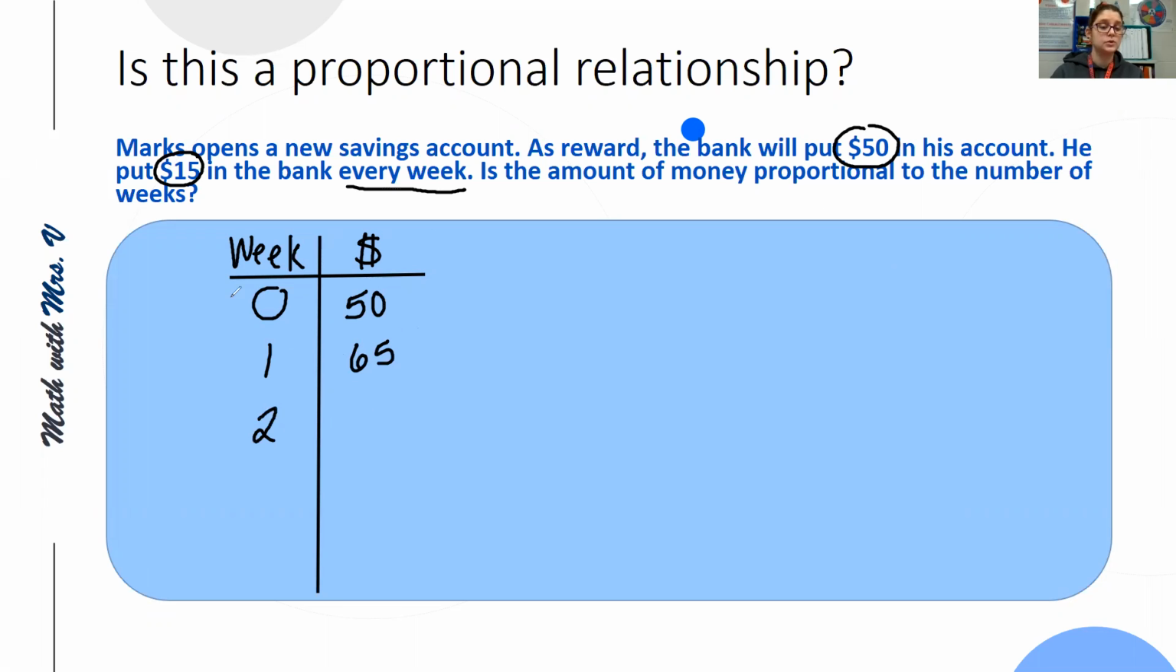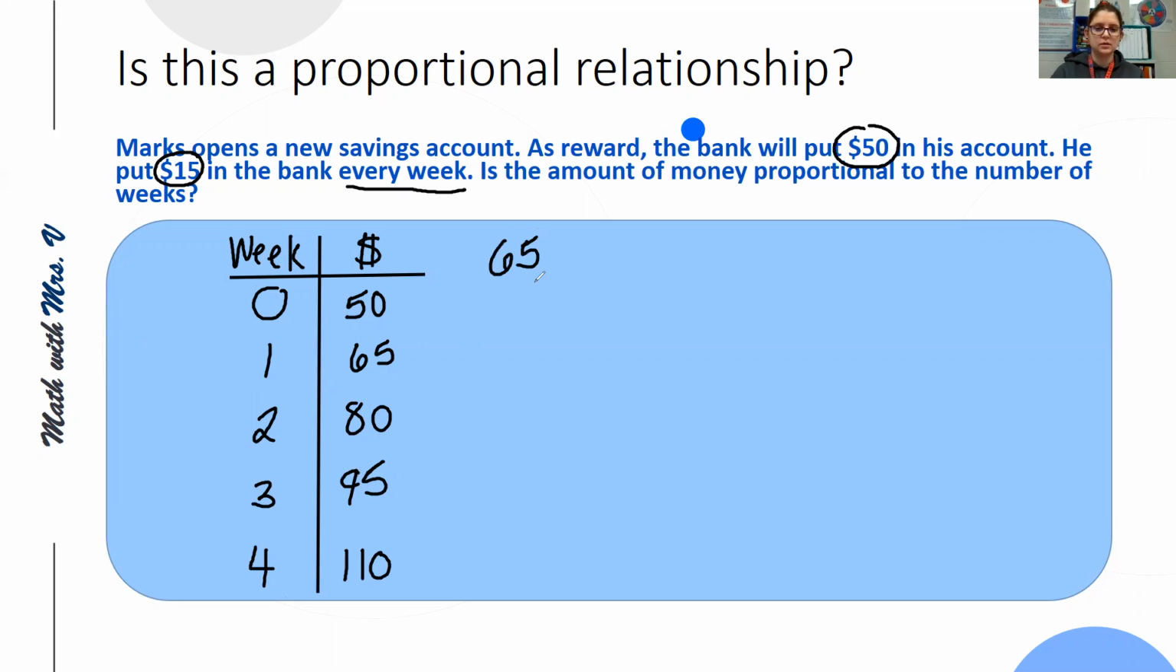Week 2, he's put in another $15 and he has $80. Week 3, he puts another 15 in and he has $95. Okay, and week 4, he would have $110. So is this proportional? Again, we ignore the 0 week and we start with week 1.